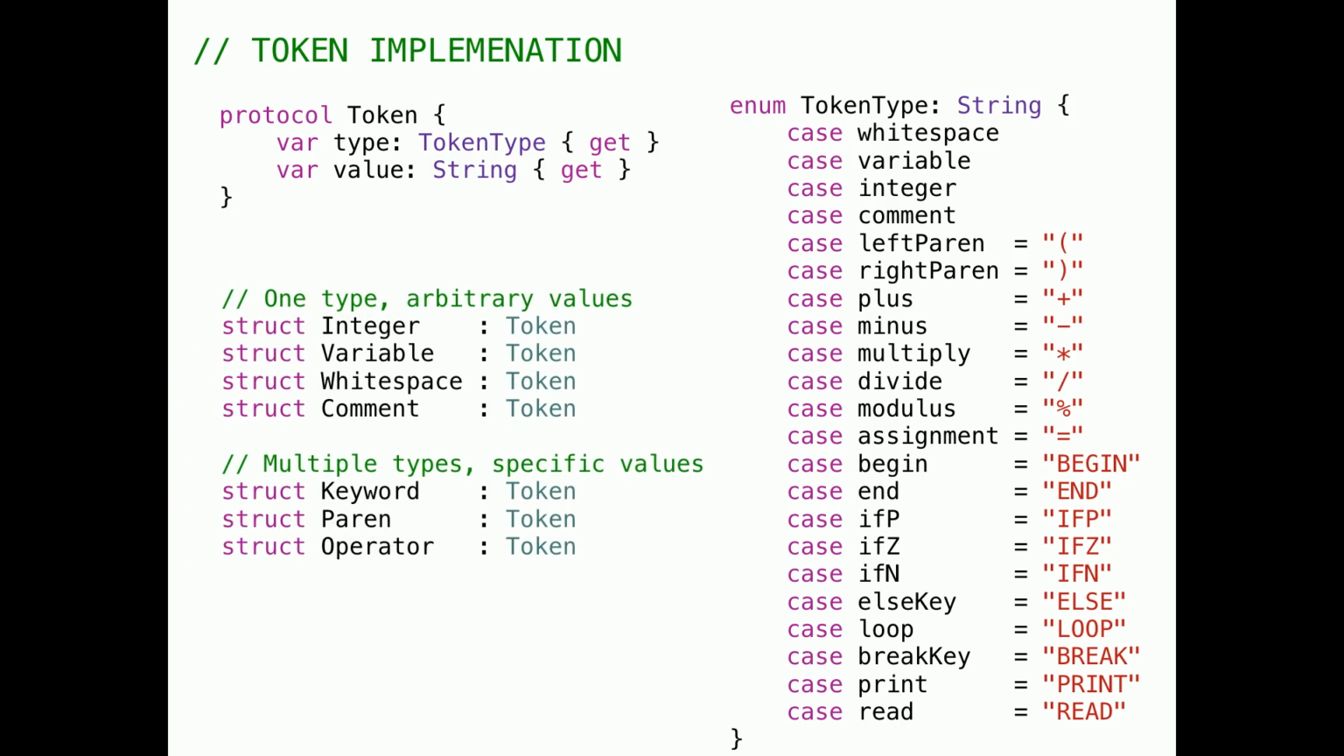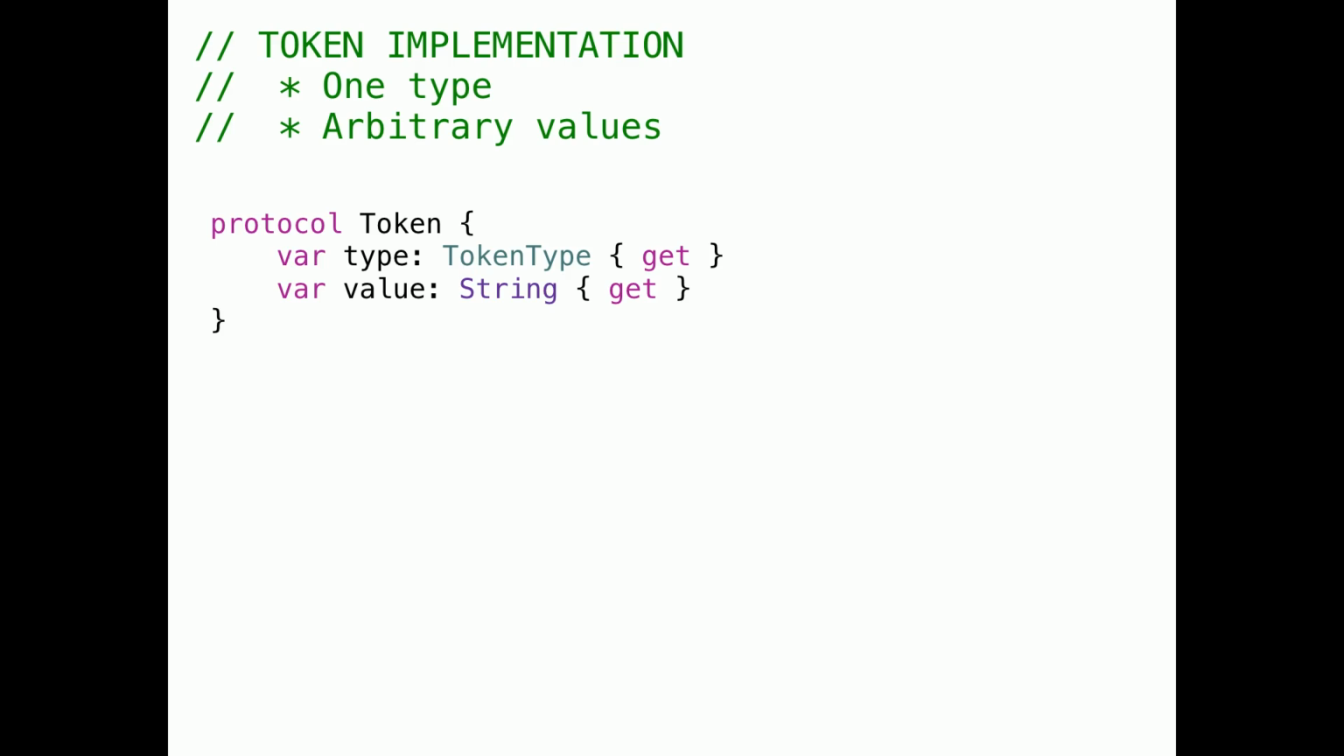So it turns out there are two classes of token that we need to broadly consider. One class is a token that has one type, one specific type, but that type can carry an arbitrary value. And the second class of token are those that have multiple types, but specific values. So let's look at them one at a time. So tokens that have one type but arbitrary values.